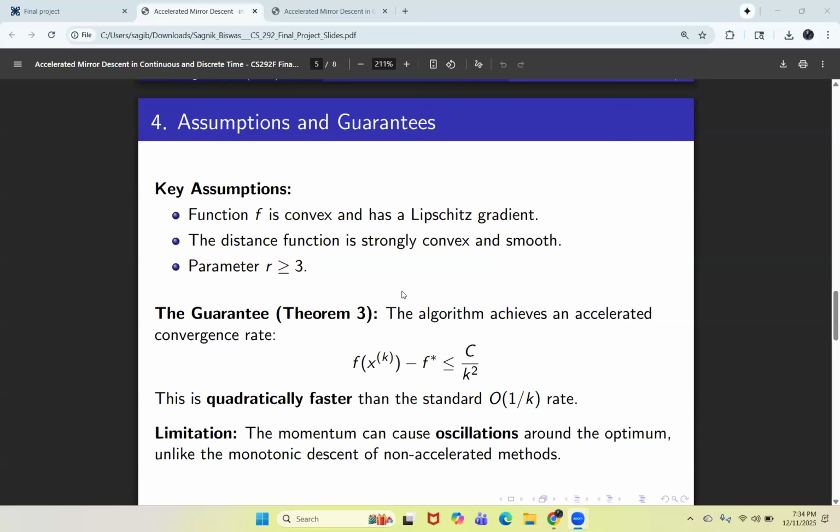However, there's one catch. The system models a damped harmonic oscillator, like a spring with friction. So the momentum can cause the trajectory to oscillate around the optimum. This is a trade-off. We get to the neighborhood of the solution much faster, but we might spiral around it before settling, unlike the monotonic descent of standard methods.